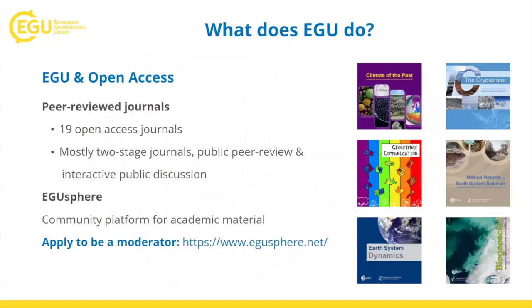Again, open access. We have 19 open access peer-reviewed journals, which are two-stage, which include a public peer review and interactive public discussion. So we're very much about transparency and trying to make it as easy to access this scientific information as possible. We also have EGU Sphere, which is our repository for academic material. And this includes abstracts from conferences, and also includes preprints, etc.